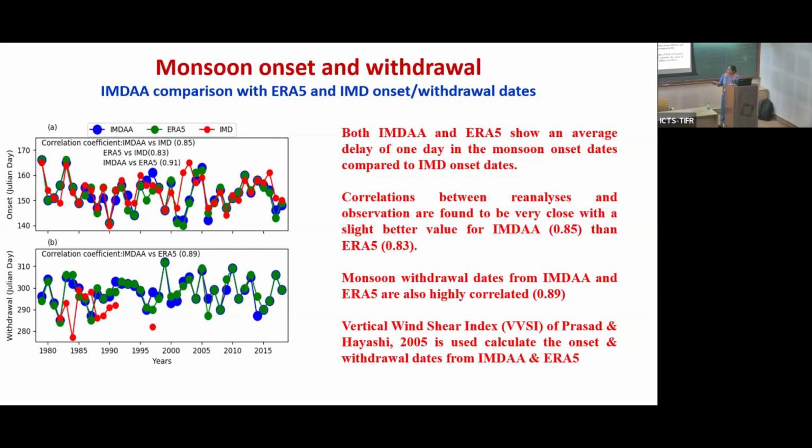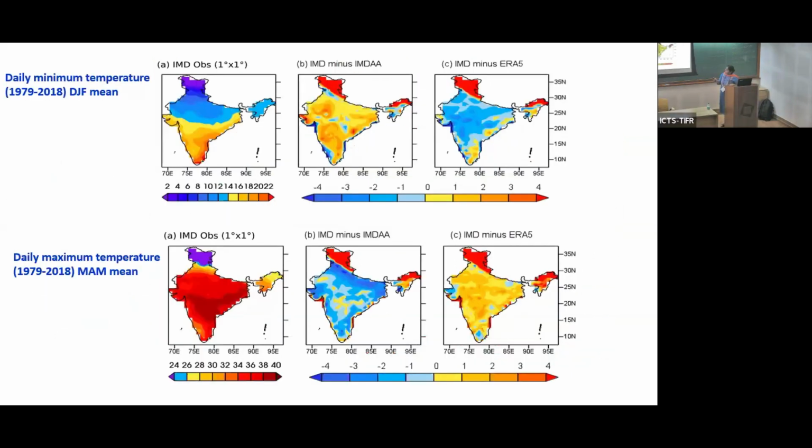And you see that for both the reanalyses, we don't have much observation from IMD. But if you see the IMDA and ERA5, both are matching. Both data sets are giving almost the same withdrawal dates from 1979 to 2018. So these two data sets are closely matching, and we can use these two data sets, as there is a one-to-one correspondence also. So this is again for the temperature.